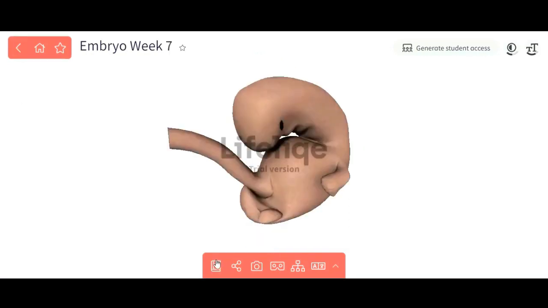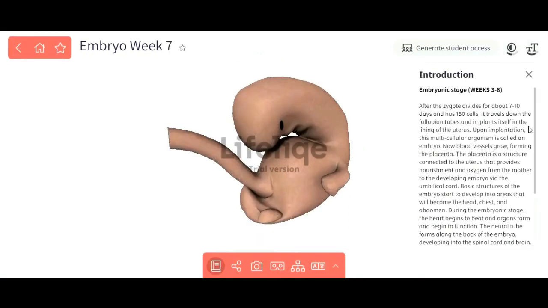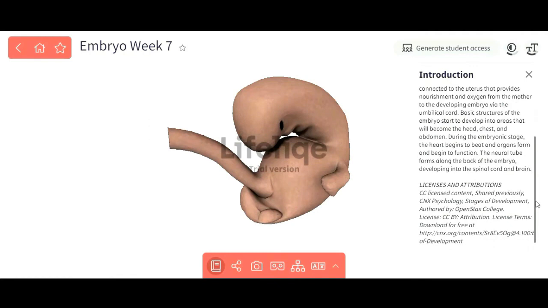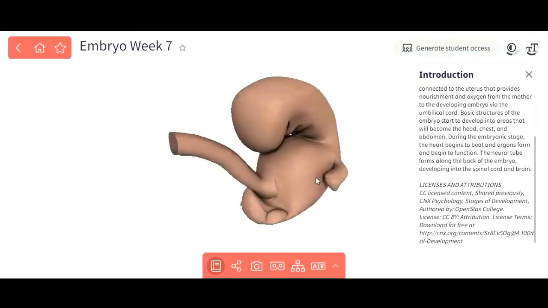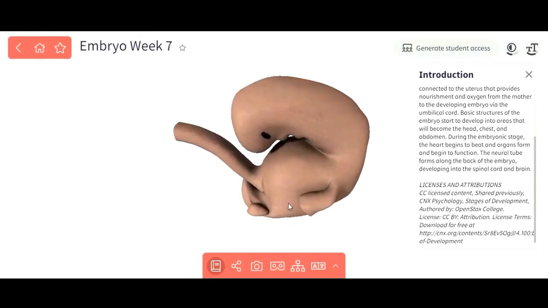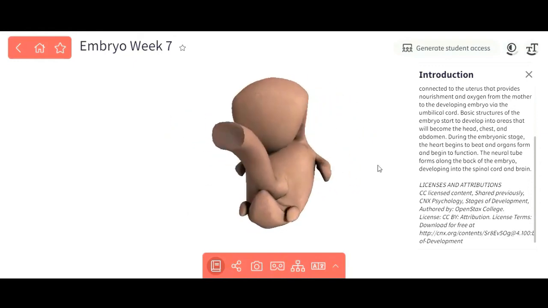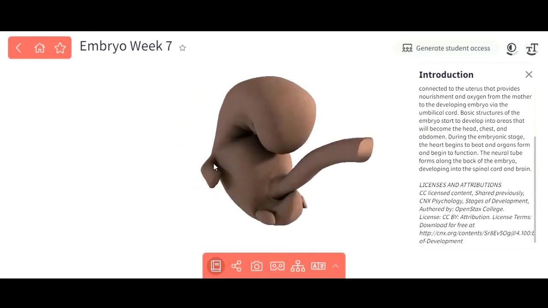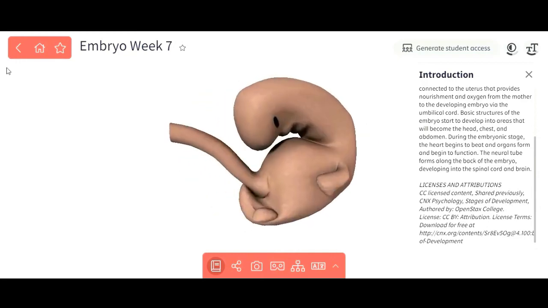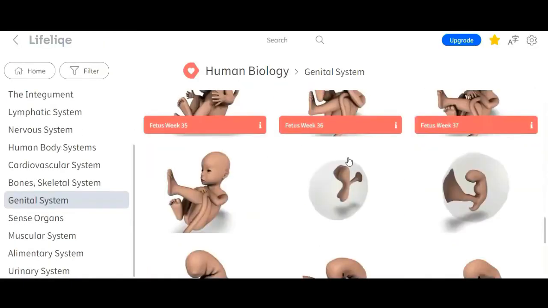So next, we are going to see the embryo in week 7. We can see in the picture from the other side, and I will show you and move these 3D animations to make sure that you understand how the embryo is in week 7. And next, we have the embryo in week 8.